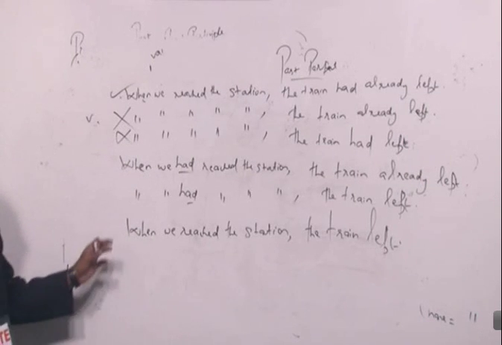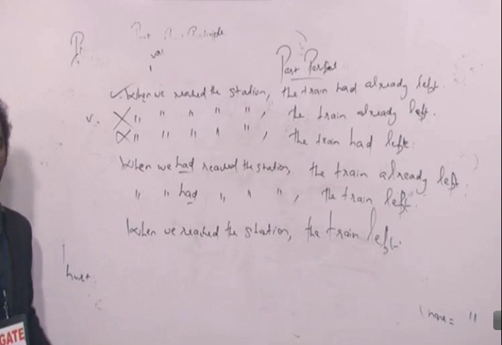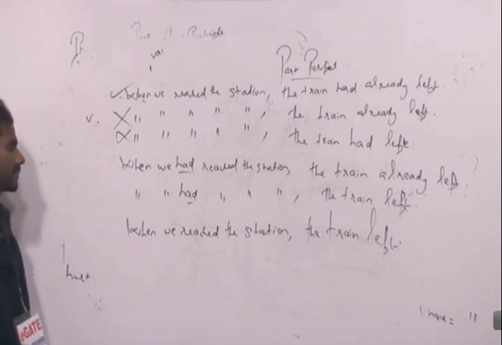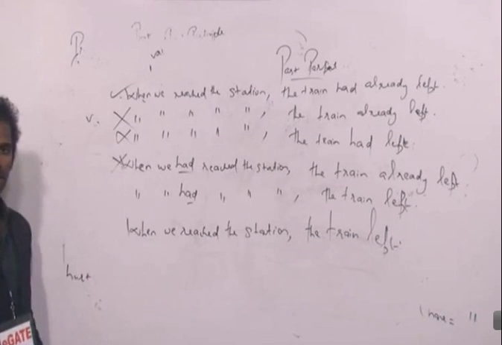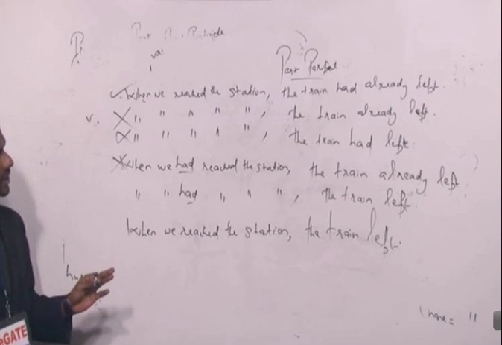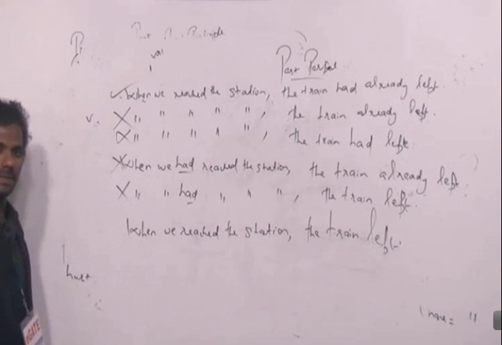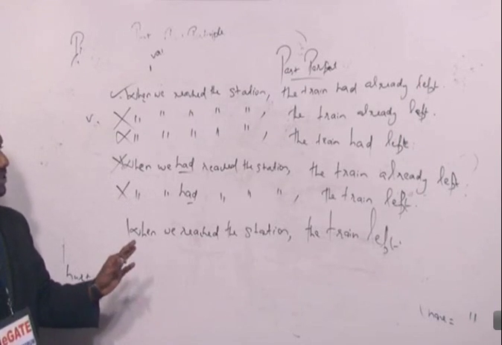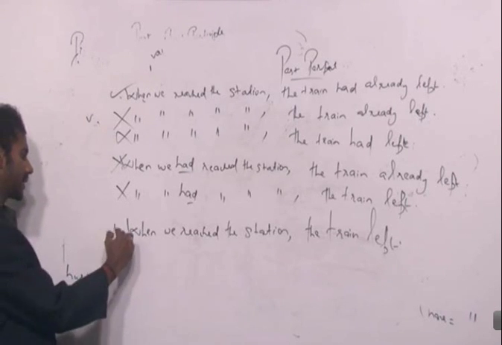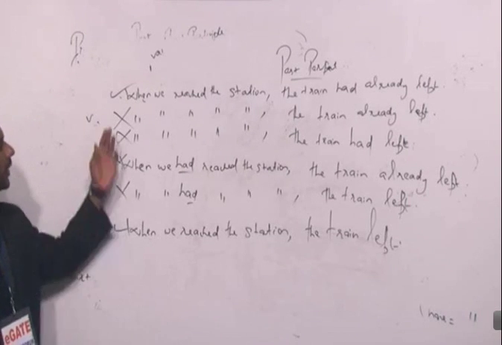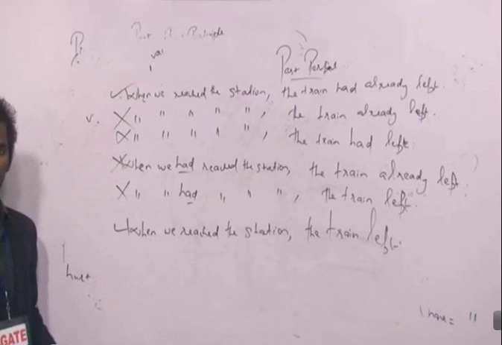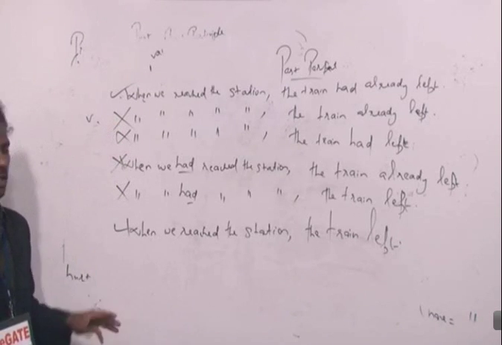Fourth one. When we had reached the station, comma, the train already left. Incorrect. Next one. When we had reached the station, comma, the train left. Incorrect. When we reached the station, comma, the train left. This is grammatically fine. So the first sentence and the last sentence are grammatically correct, whereas the others are incorrect.